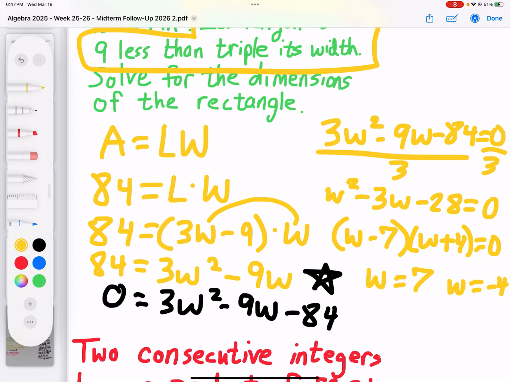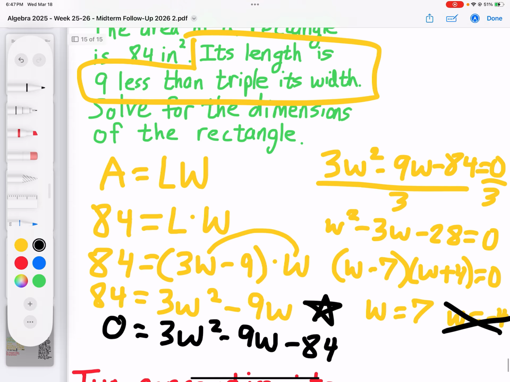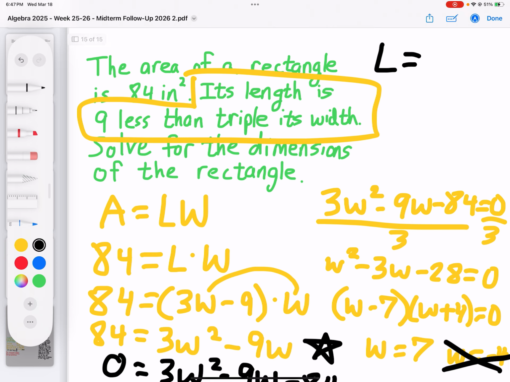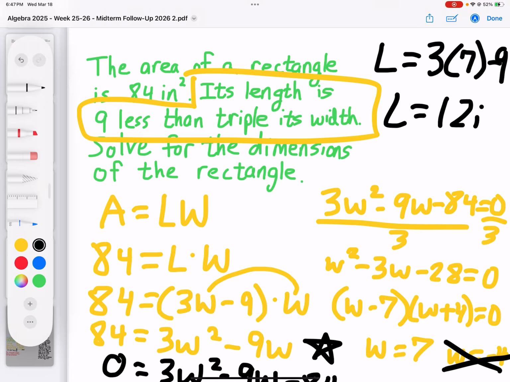So now I'm going to think about the context. I am claiming that the width of this rectangle is either 7 or -4. There is no width of anything on Earth that is -4 inches, so the width has to be 7 inches. I'm going from the inches squared. So width is 7 inches, and I know the length is 9 less than 3 times the width. Therefore, the length of the triangle is 12 inches.